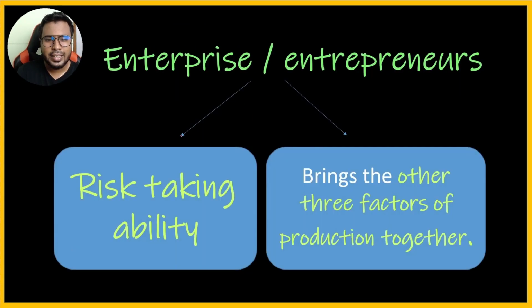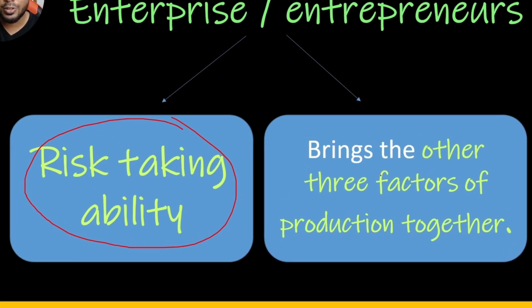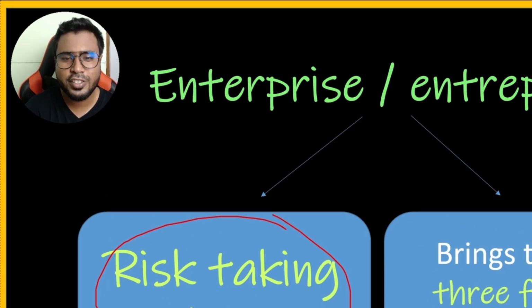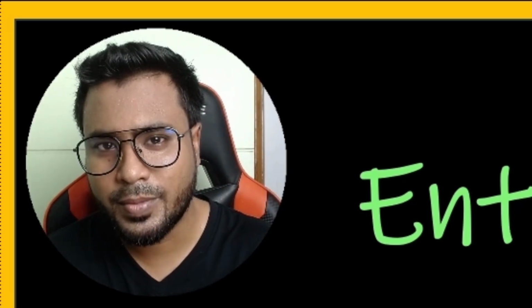So basically, enterprise or entrepreneur is all about the risk-taking ability and also the person who brings the other factors of production together. Okay, what are the factors of production that the entrepreneur brings together? It's the land, the labor, the capital, right?